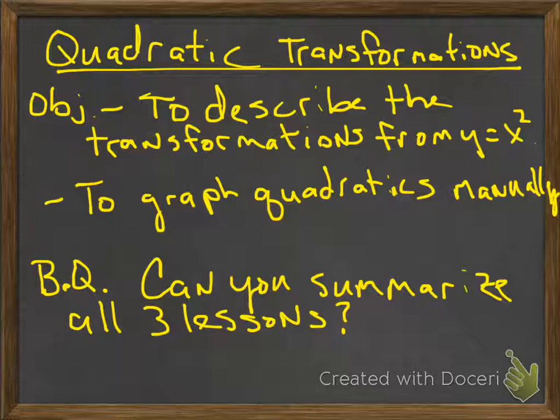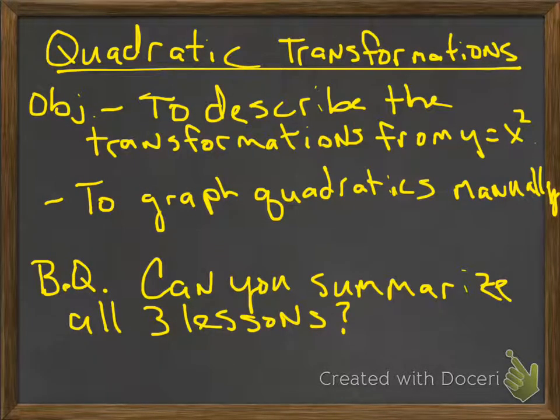Can you summarize all three lessons? So basically all three sets of notes that we've had on quadratics. Can you combine them all into one thing? Could you find the domain and the range, and all the different types of things like the vertex, upward, downward, axis of symmetry, max, min, plus this bit about the transformations? So let's talk about these real quick.